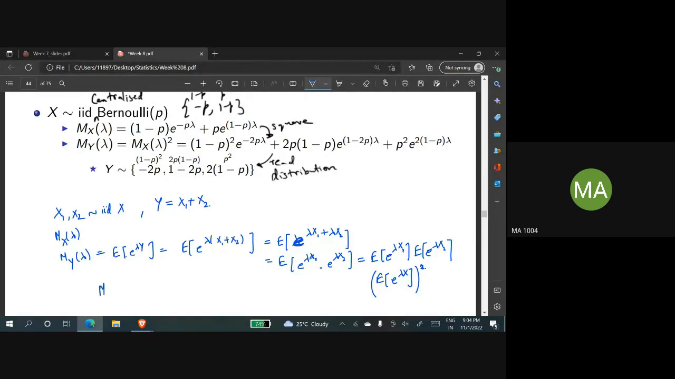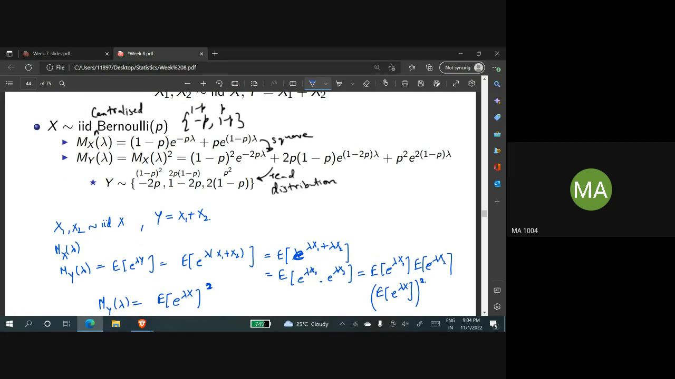So whenever you have to find the MGF of the sum of two IID random variables, this is just going to be the expected value of e to the power lambda X whole square. Once you know the MGF, you can find the distribution too. This is not the only way to find the distribution of two random variables. If the problem is simple, there can be other ways to find it easily. But when you have very complicated distributions, using the MGF becomes easier.